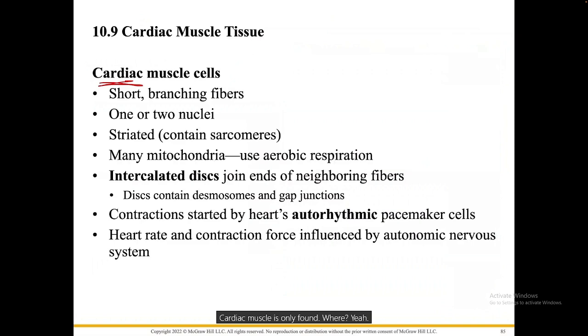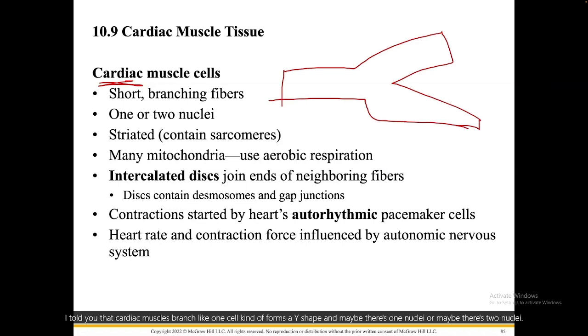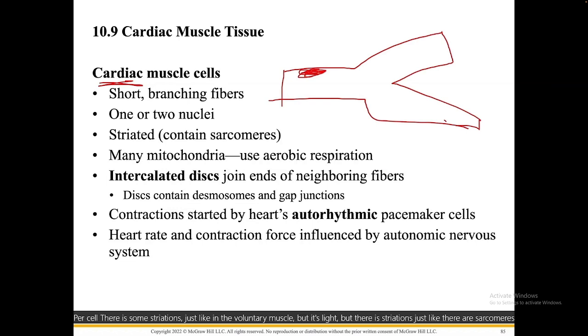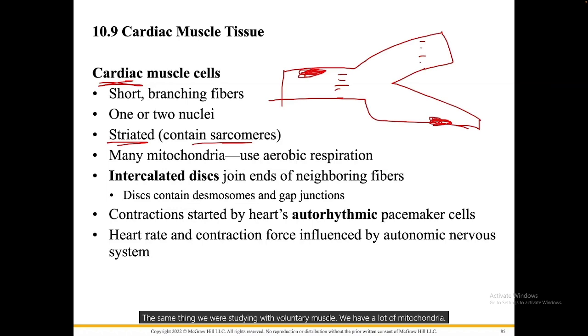Cardiac muscle is only found where? Yeah, perfect, in the walls of the heart. And voluntary skeletal muscle cells are really long. When we learned about these in the tissue chapter, I told you that cardiac muscles branch, like one cell kind of forms a Y shape. And maybe there's one nucleus or maybe there's two nuclei per cell. There are some striations, just like in the voluntary muscle, but it's light. But there are striations, just like there are sarcomeres, the same thing we were studying with voluntary muscle.